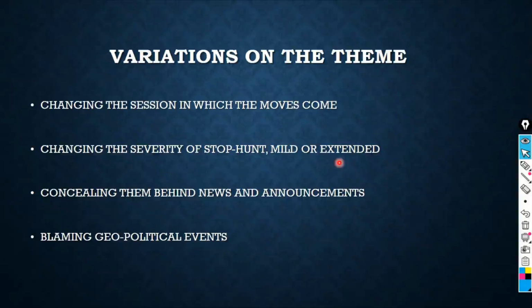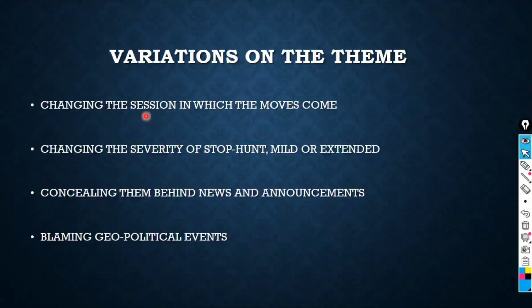So we have some variations to the theme. What can you vary on this guy? The only things he can change are the sessions in which the moves come. You will see that consolidation sometimes will happen up to the New York session. He can also change the severity of the stop hunt. You are waiting for him to create a 50 pip stop hunt, but on that day you do a 17 pip stop hunt. It's because of the money.